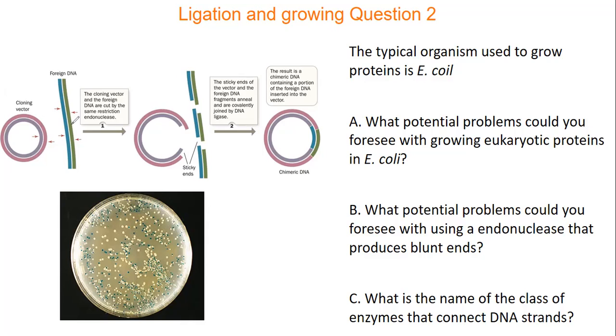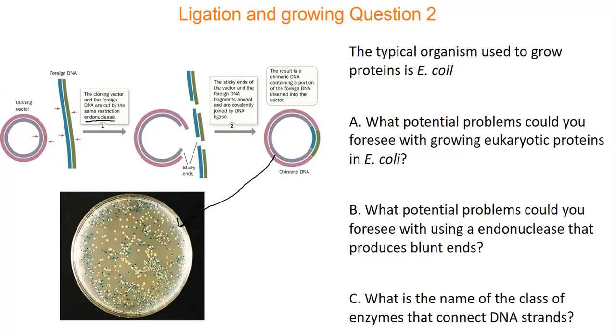The first step is to cut both the foreign DNA and the vector with endonucleases. And you want the same endonucleases in the vector and the foreign DNA, so you have the same exact overlaps. Once you make the cut, you combine the foreign DNA and the vector together. And then you seal the foreign DNA in the vector and place them into E. coli.